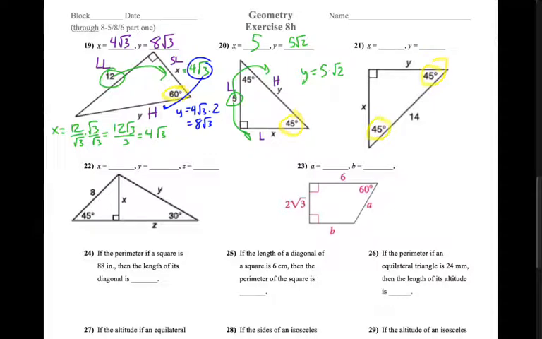On number 21, it gives us the hypotenuse of this 45, 45, 90. So we will divide instead of multiply. Bigger to smaller, we divide. 14 divided by the square root of 2 simplifies eventually and gets 7 square root 2.